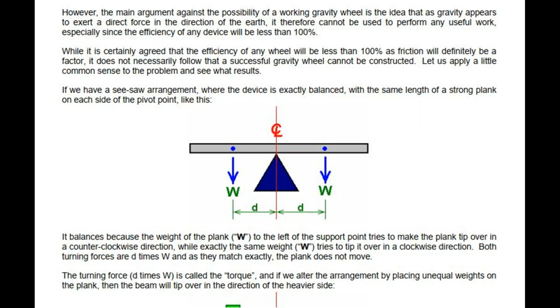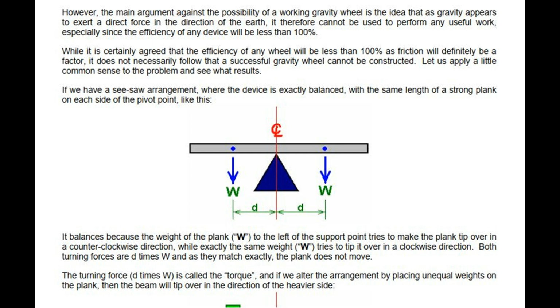However, the main argument against the possibility of a working gravity wheel is the idea that as gravity appears to exert a direct force in the direction of the Earth, it therefore cannot be used to perform any useful work, especially since the efficiency of any device will be less than 100%. While it is certainly agreed that the efficiency of any wheel will be less than 100%, as friction will definitely be a factor, it does not necessarily follow that a successful gravity wheel cannot be constructed. Let us apply a little common sense to the problem and see what results.